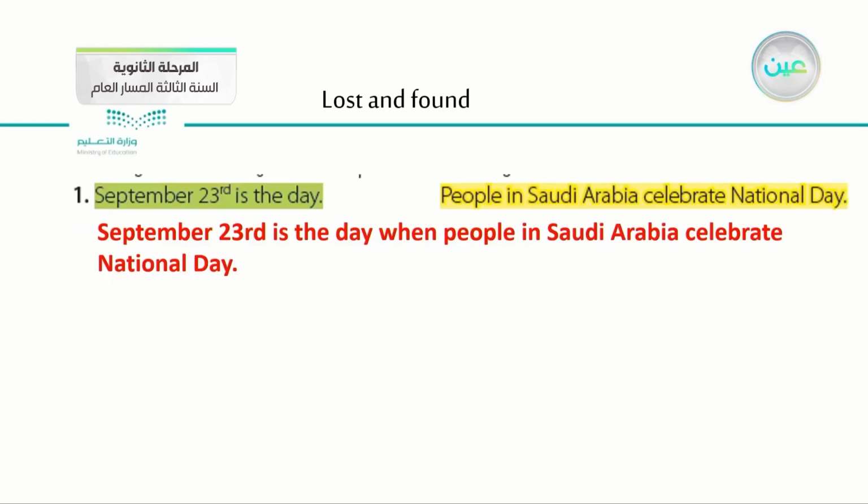This is actually the first one. September 23rd is the day people in Saudi Arabia celebrate National Day. Of course, September 23rd is our national day as Saudis. And here is the sentence after we combine them together: September 23rd is the day when people in Saudi Arabia celebrate National Day. So this is how we can combine the main clause with another clause, which consists of the words or the tools that we had discussed.